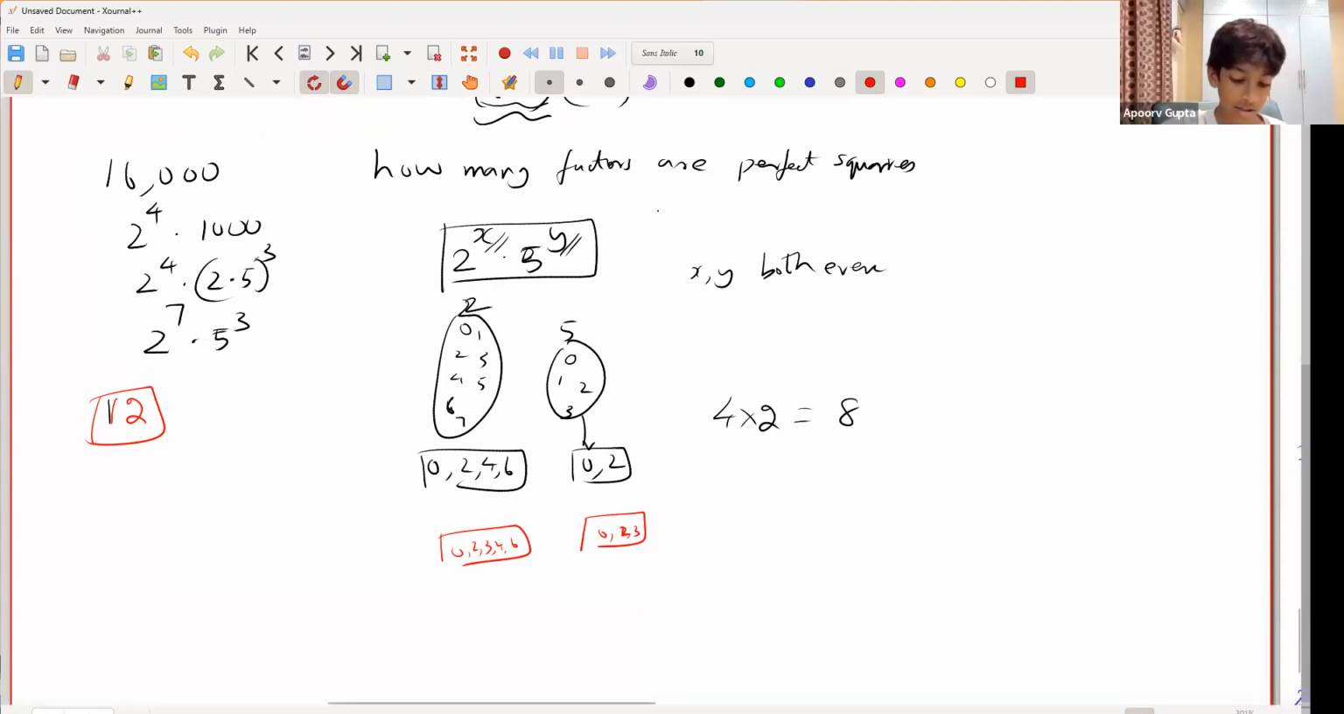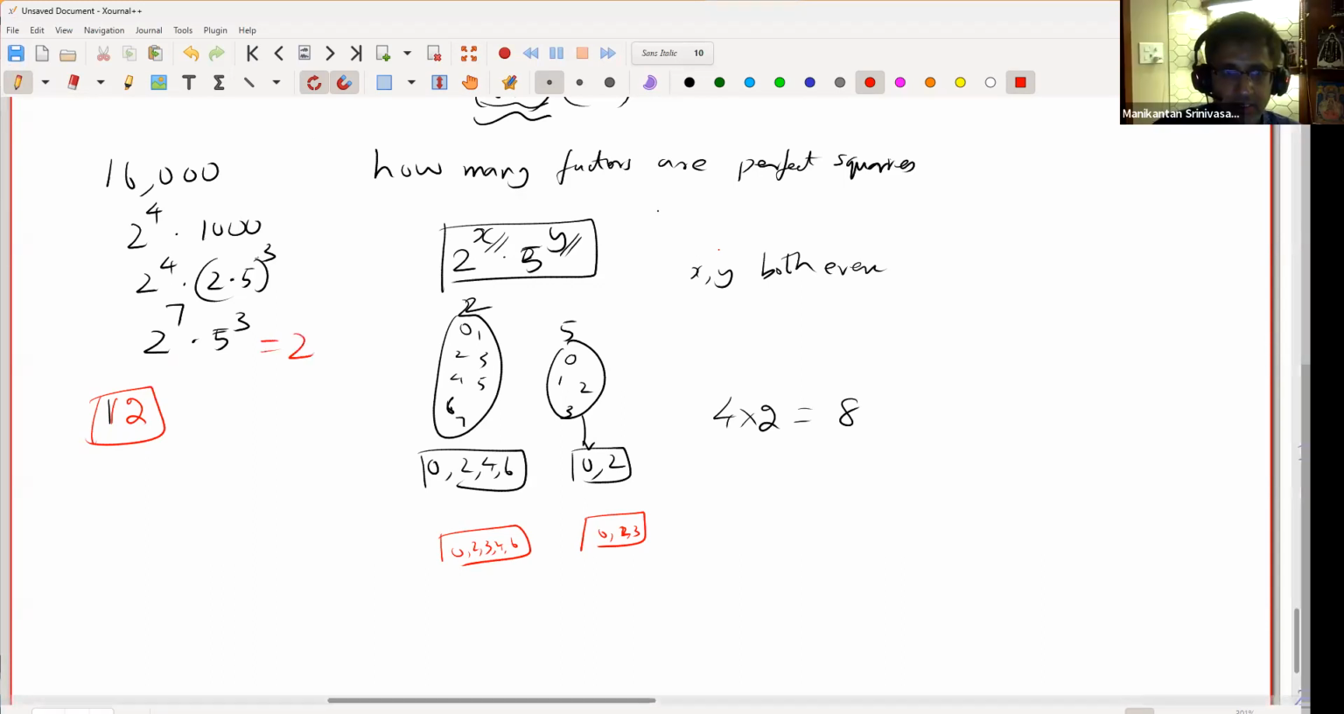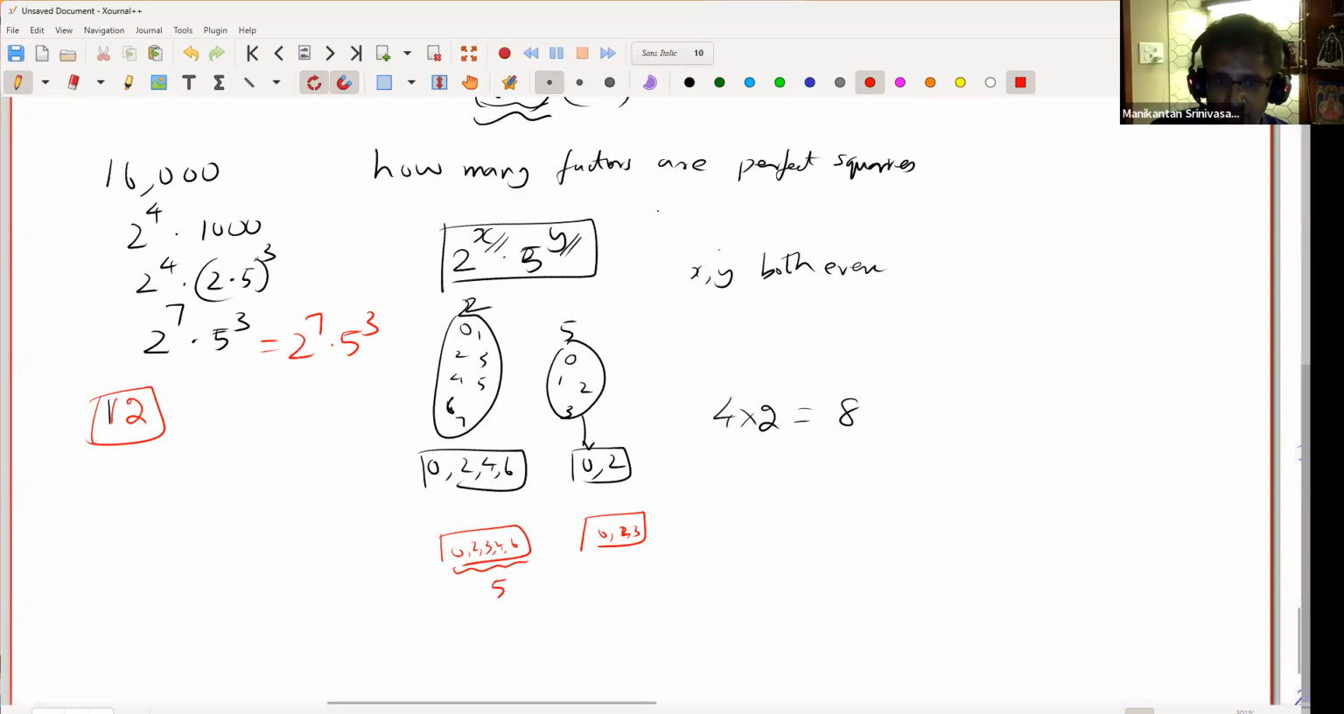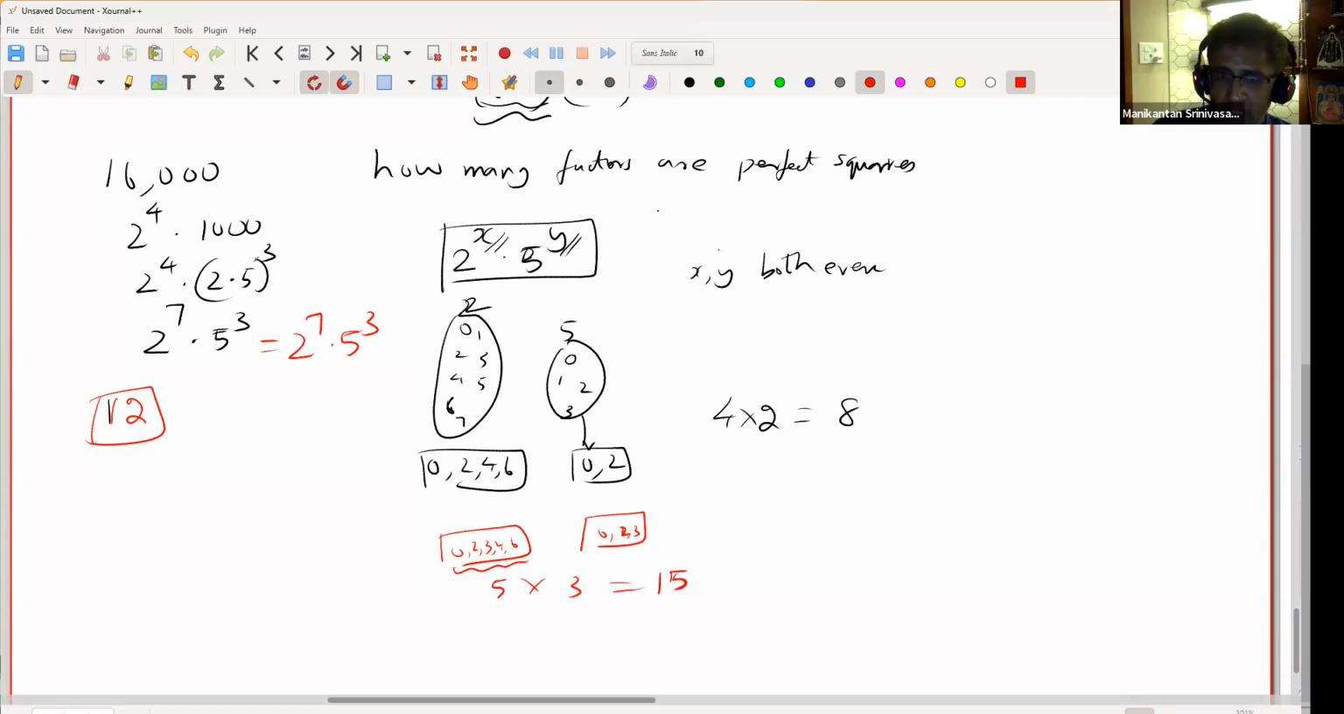Since the prime factorization is 5 cube into 2 to the power 7, and you need to have either cubes or squares, what I did was I said you can take either multiples of 2 or multiples of 3. From 5 you can take 0, 2, and 3, and from 2 you can take 0, 2, 3, 4, and 6. Therefore 5 times 3, which is 15. Now, question to everyone. This has double counting, that's for sure. But is every one of these 15 a perfect square or a perfect cube?